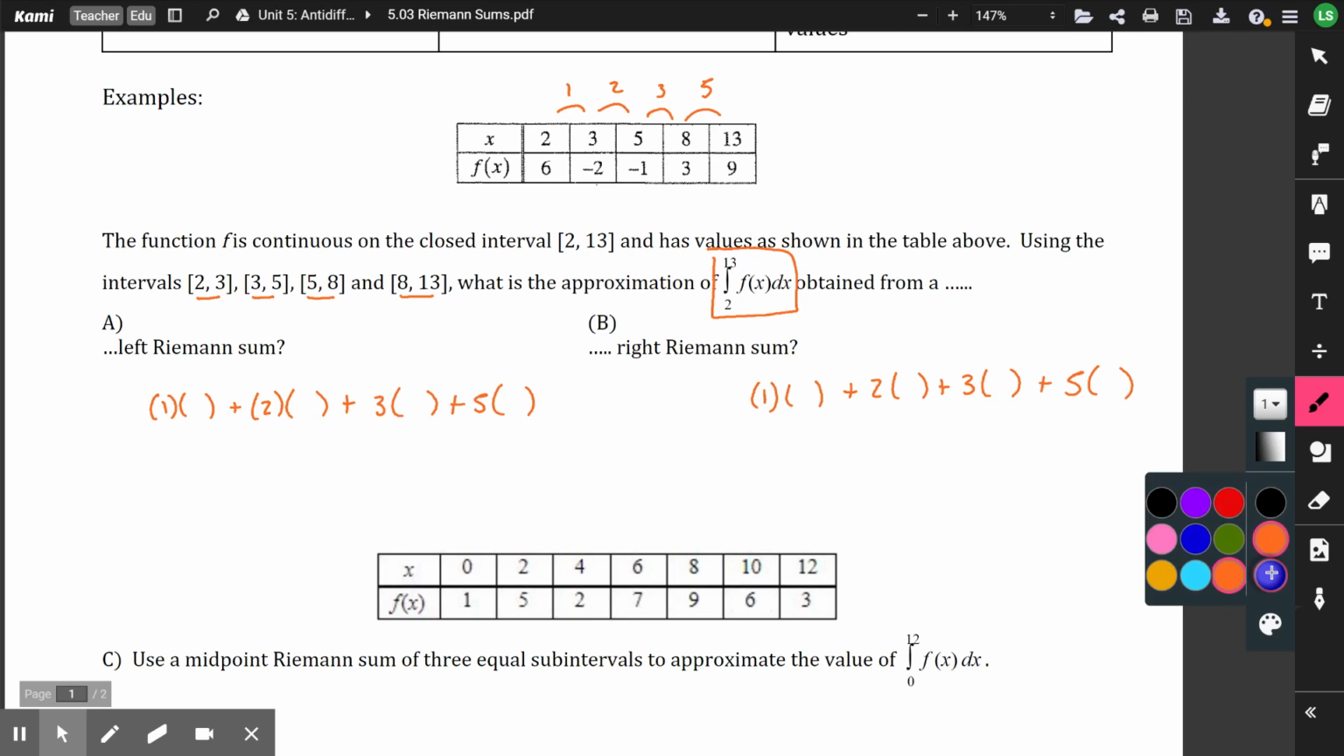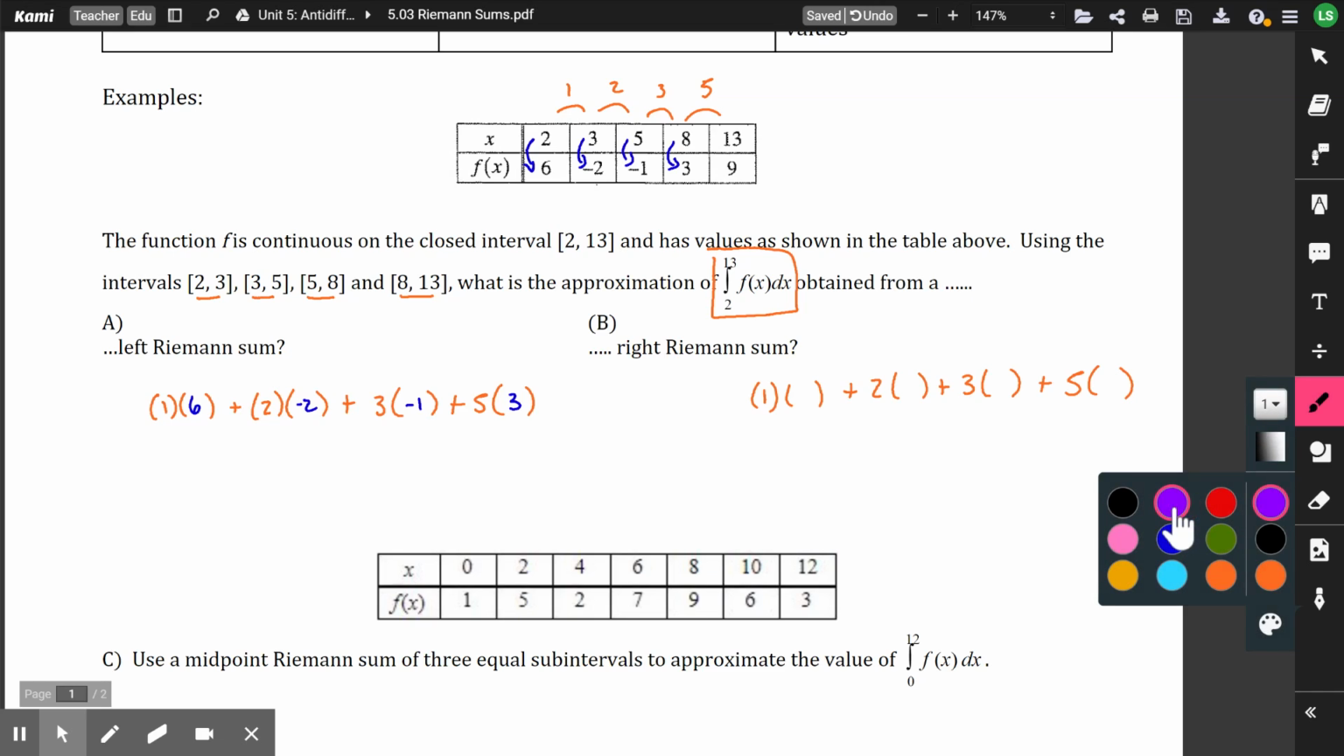Now, when determining the height, we either use the left x value or the right x value to refer to your y value. So for the left Riemann sum, our first rectangle, we're going to be using the left measurement of 2, and f of 2 would be worth 6. So that is the height of our function. And then we're going to keep going using the left side of each rectangle. But for the right Riemann sum, we're going to end up using the right-hand values. So for this first rectangle, we're actually going to focus on x equals 3 and see that its height was at negative 2.